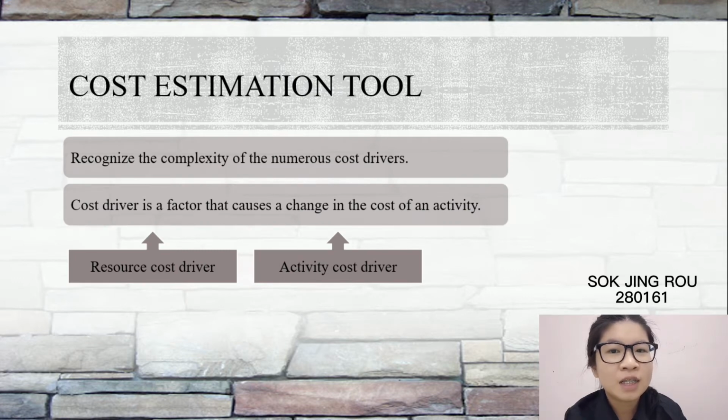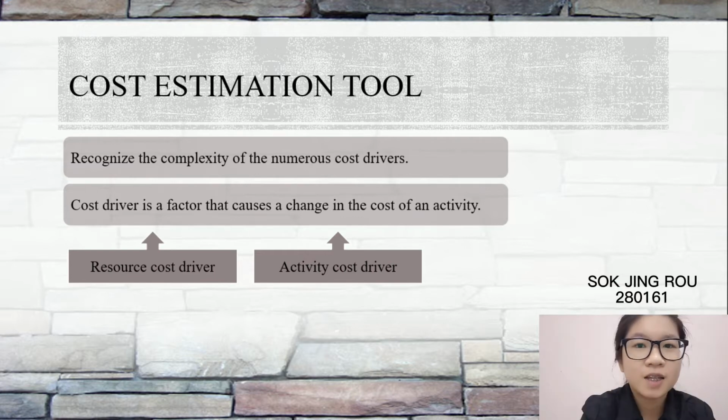Nowadays, the complexity of many businesses has increased due to wider product or service varieties, shorter product life cycles, a greater emphasis on quality, and more complicated production processes. Cost estimation can be made by using the activity-based costing system to recognize the complexity of numerous cost drivers. Transaction-based calculation is used rather than volume-based calculation in this system.